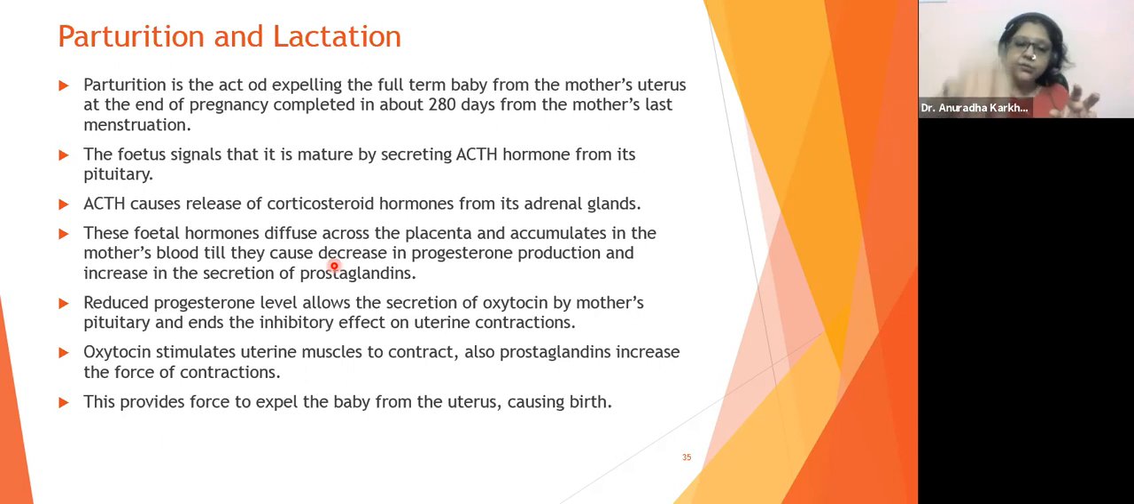It will induce uterine contraction. Oxytocin stimulates uterine muscles to contract. Also, prostaglandins, which are also going to increase in amount, increase the force of contraction. What we call labor pains, what are those? Those are nothing but severe contractions.